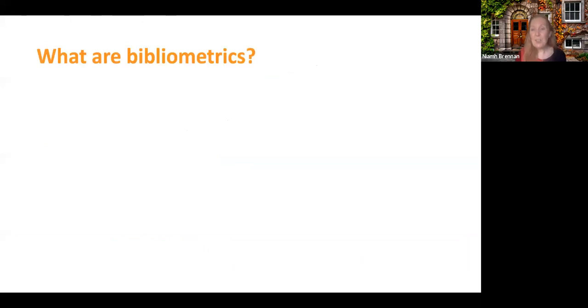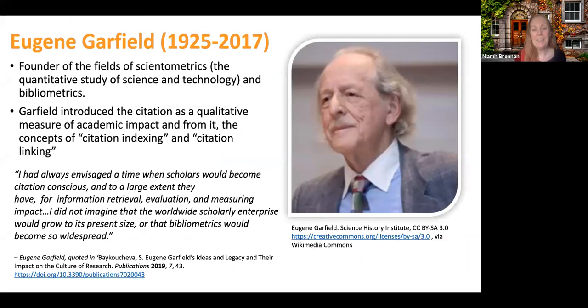We'll start off with the basics. What are bibliometrics? I'm sure you already know this, but let's take a look anyway. You probably even know who this is. This is Eugene Garfield, the founder of the fields of scientometrics, the quantitative study of science and technology, and bibliometrics. Eugene Garfield introduced the citation as a quantitative measure of academic impact, and from it came the concepts of citation indexing and citation linking. Nobody had thought about doing this before, and he was really surprised at how it took off.